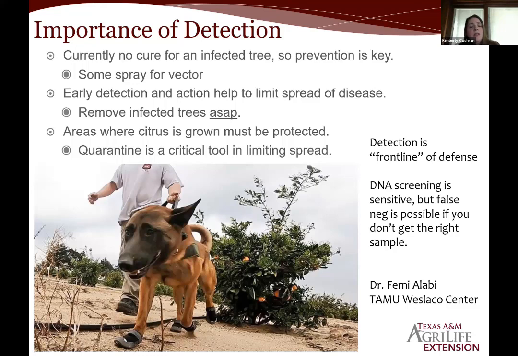DNA screening is really sensitive. It's a great tool, and it's fairly high throughput. You can do a lot of samples pretty fast, but you can end up having false negatives if you don't sample the right tissue. So if the infection is present in, say, the upper left side of this branch on this tree in the picture, but the technician samples from the opposite side, lower area of the canopy, then they could have missed an early positive and gotten a false negative. So it's all about the sampling, and that is a vulnerability of DNA detection.